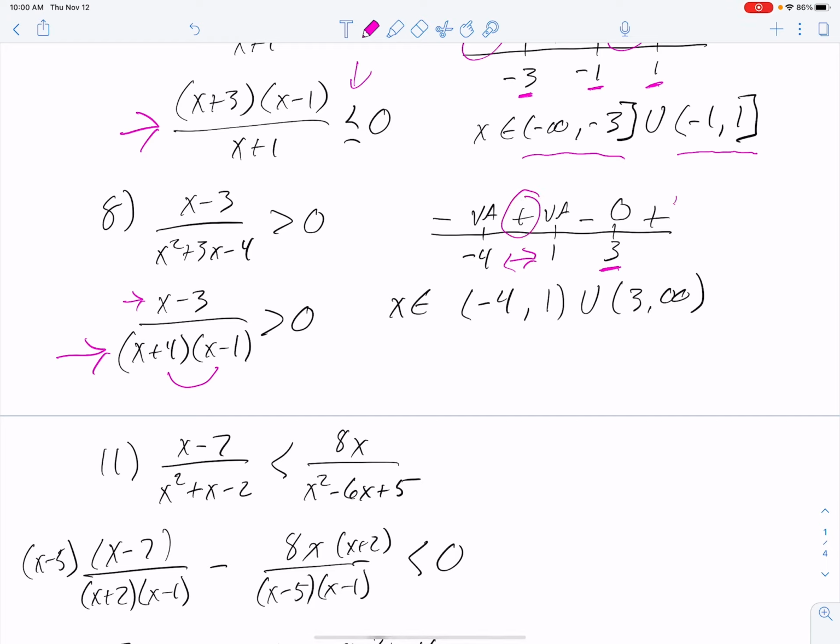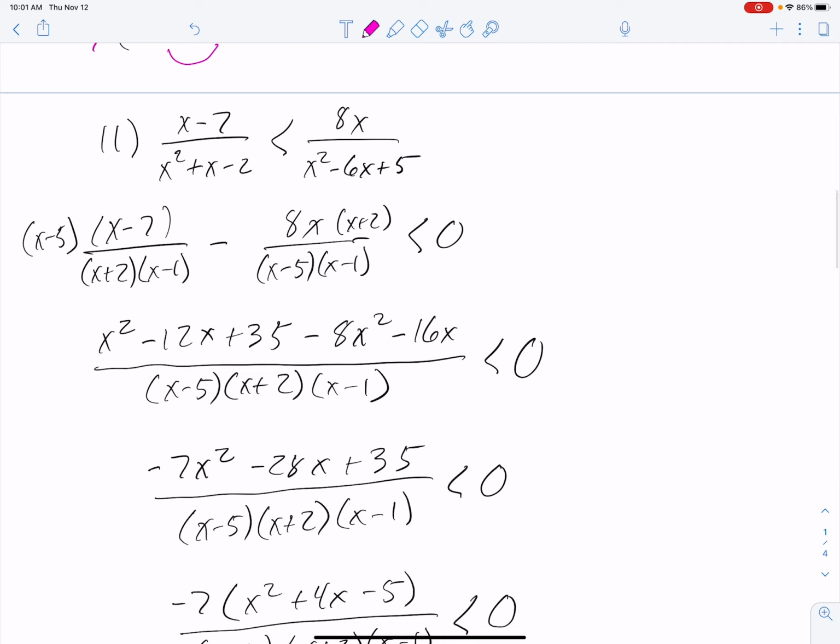And since I'm looking for positive values because I have greater than 0, I'm going to focus on -4 to 1, 3 to infinity. And again, I do not use brackets on anything this time because it was only greater than 0. It wasn't greater than or equal to 0.